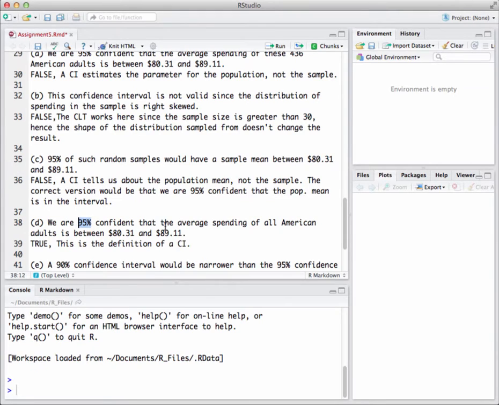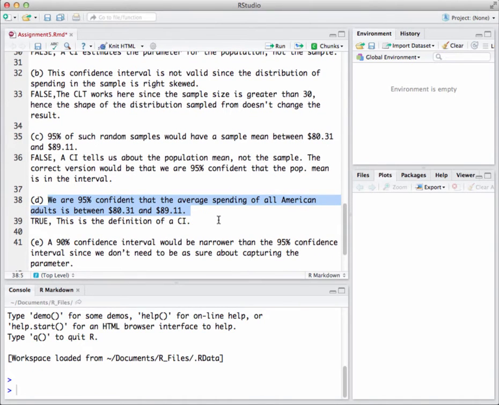So we are blank confident that the average spending of all Americans, or you could shorten this to say the population average, is between blank and blank. So this sentence right here, you want to take a look at that one. That one should be in your comp book as boilerplate for whenever you answer a question about a confidence interval.